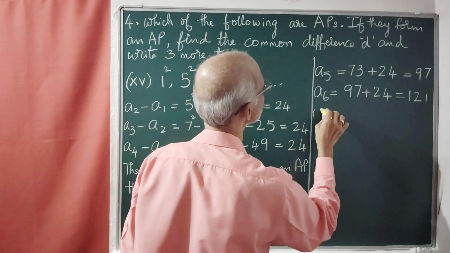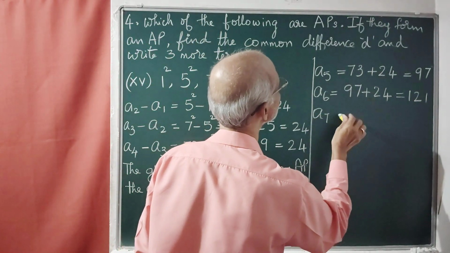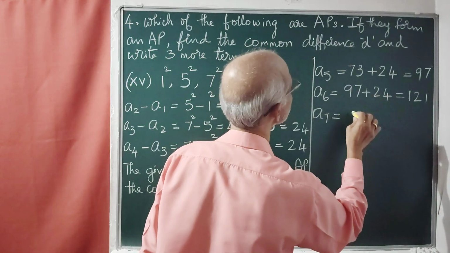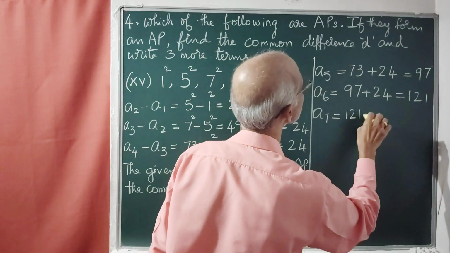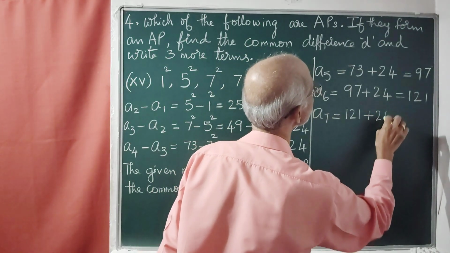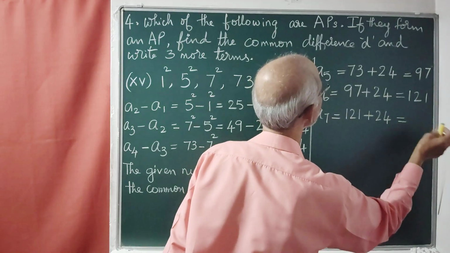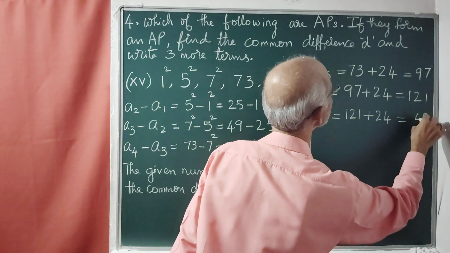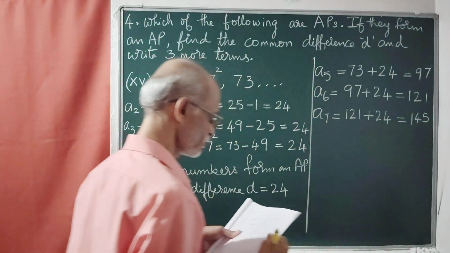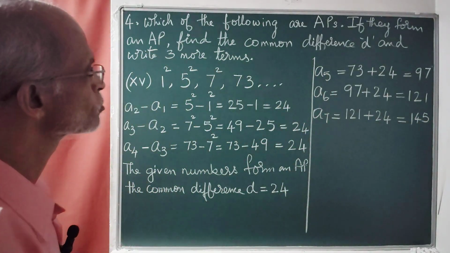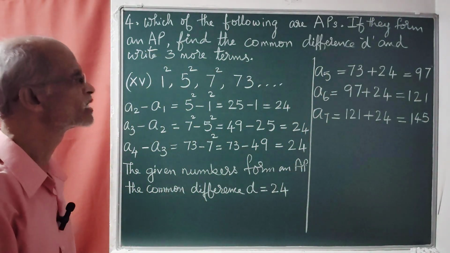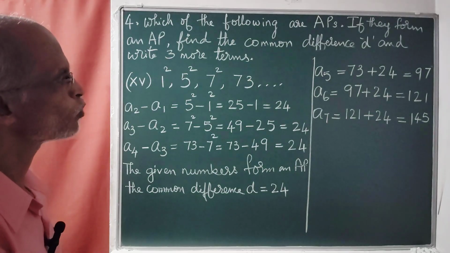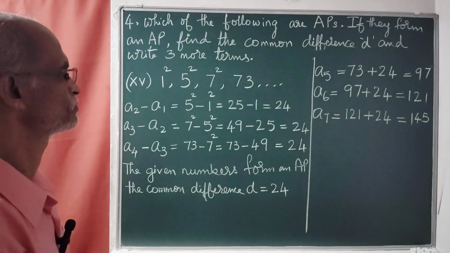A7. A7 means A6 plus D. 121 plus 24 is 145. So now the required numbers are 97, 121, 145.